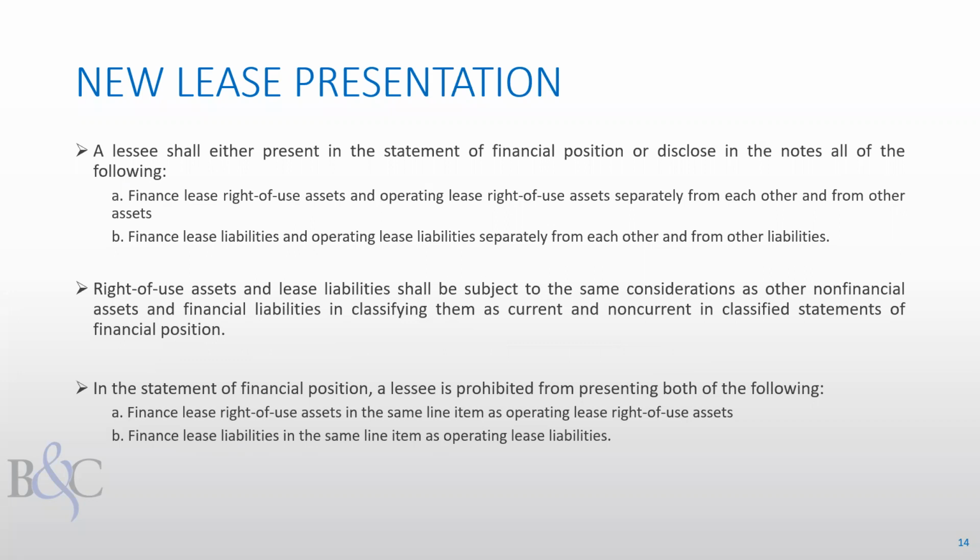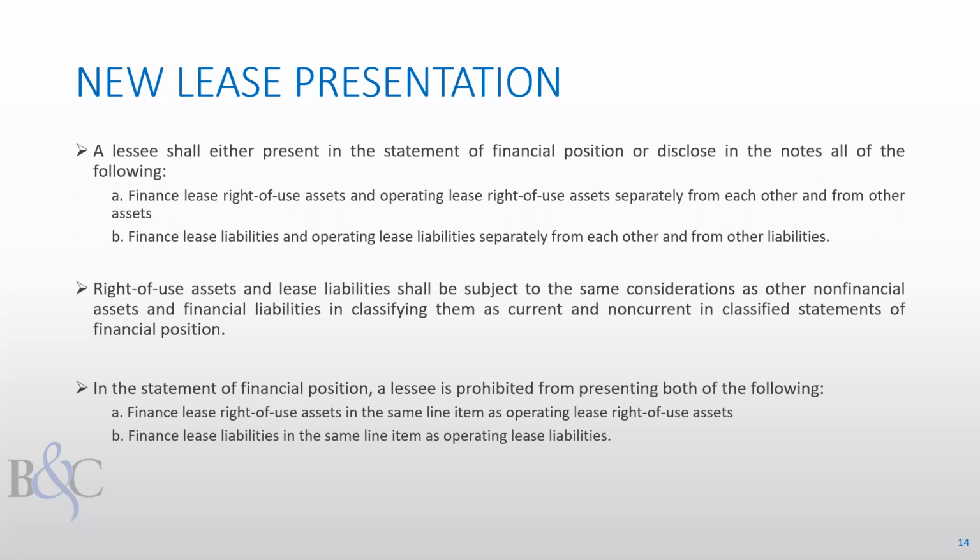So now, how is this lease going to be presented? A lessee shall either present in the statement of financial position or disclose in the notes of the financial statements all of the following: finance lease right-of-use assets and operating lease right-of-use assets separately from each other and from other assets. The finance lease liabilities and operating lease liabilities separately from each other and from other liabilities.